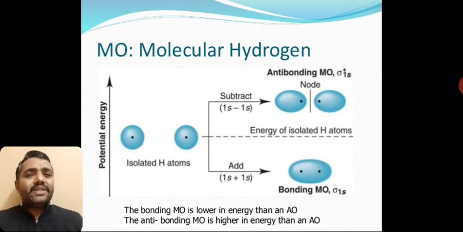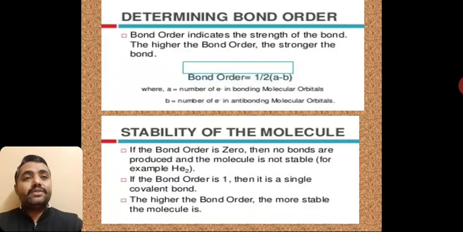You can directly take a hydrogen atom overlapping with a hydrogen atom: if added, they form a bonding molecular orbital, and if subtracted, they form an anti-bonding molecular orbital, which creates a node, therefore it is a sigma star anti-bonding molecular orbital. Comparatively, for the two hydrogen atoms, the bonding molecular orbital is lower in energy, and lower energy is more stable, while the higher energy is the anti-bonding molecular orbital, and higher energy is less stable. Keep in mind, this is very important.